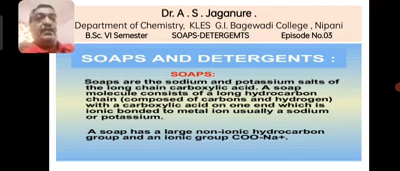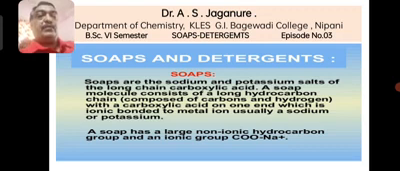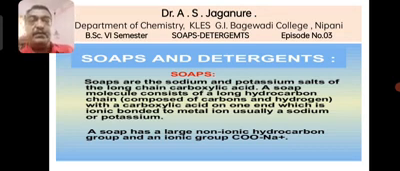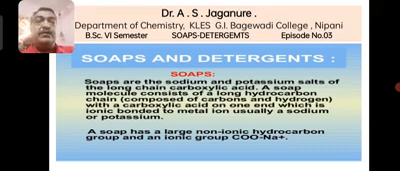As the terms soaps and detergents you know well, soaps are nothing but the sodium salts of long chain fatty acids, and detergents are nothing but the long chain alkyl sulfonates of the corresponding hydrocarbon, or alkyl substituted aromatic hydrocarbons, of the corresponding sulfonates.